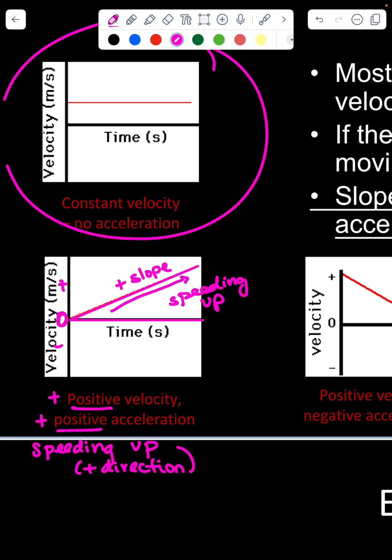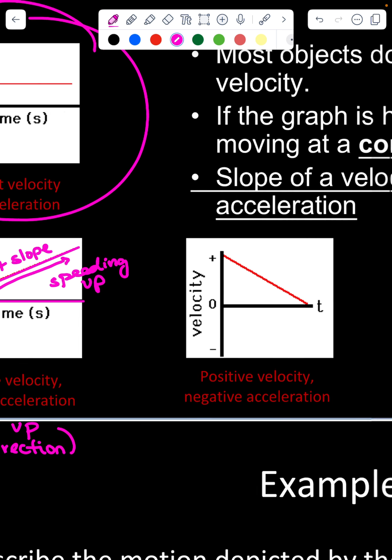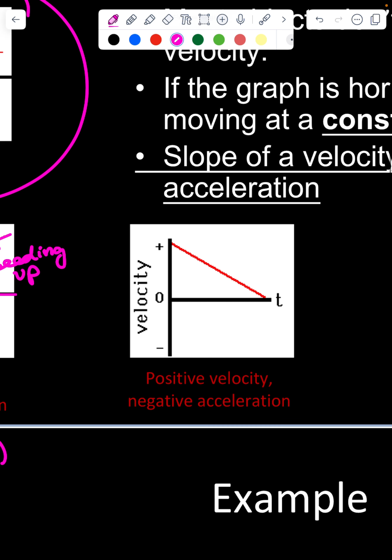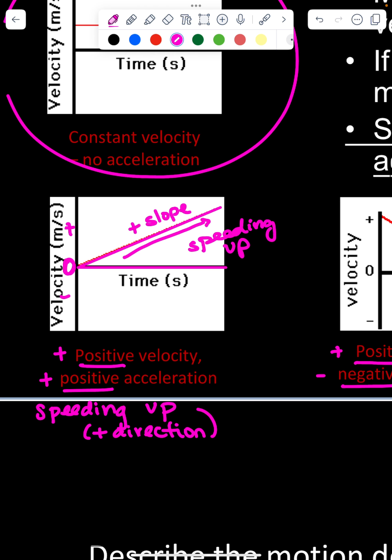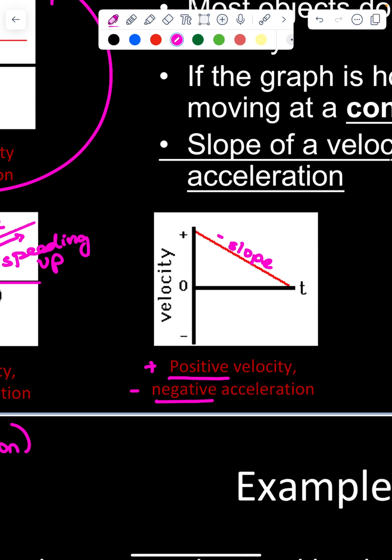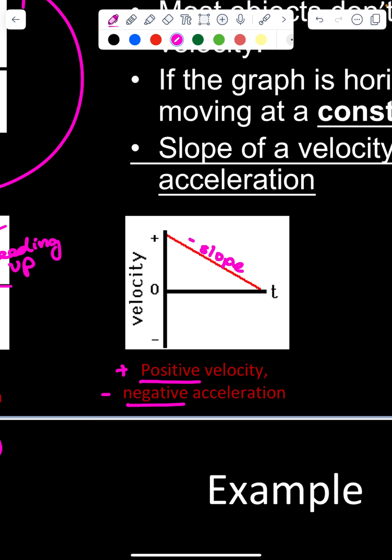If your line is going away from 0, you should know that you're speeding up. All right, if we look at this one, we know we are above that x-axis, so we have a positive velocity. If we look at it, we have a negative slope. That means that we have a negative acceleration. Well, over here, we had like signs that meant that we were speeding up. Now we have opposite signs, and we know that opposite signs means that we are slowing down.